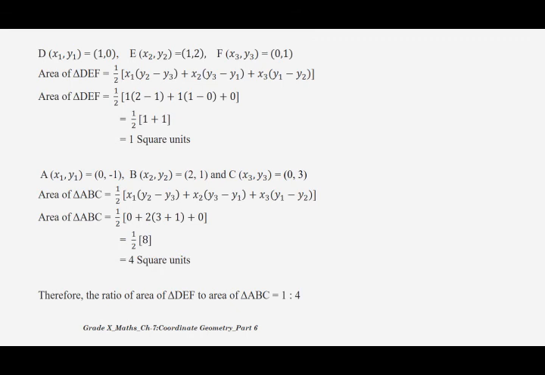Now we have to compare the ratio. So let us find the area of triangle ABC also using the same formula. Substituting, we get the answer to be 4 square units. Therefore, the ratio of area DEF to area ABC is equal to 1:4. Now in this, be careful, read the question properly and check which ratio they have asked first. First small triangle, then the big triangle. So 1:4.